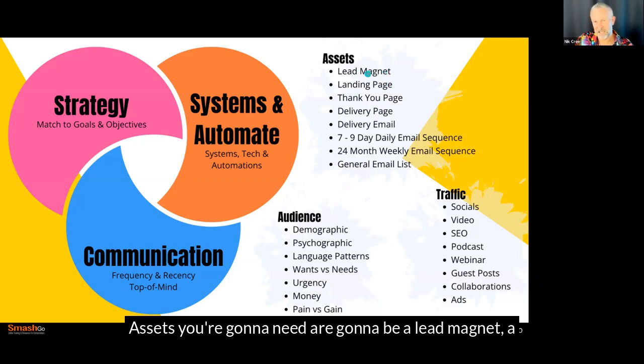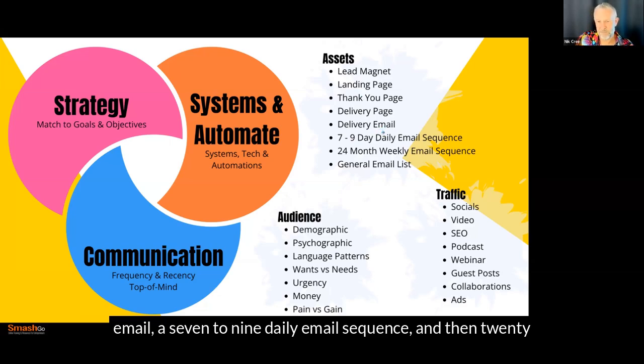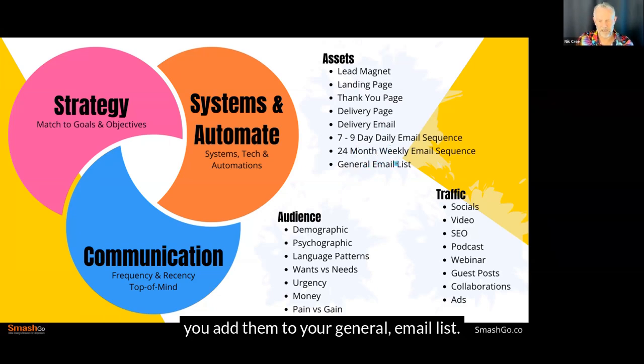Assets you're going to need are a lead magnet, a landing page, a thank you page, a delivery page, a delivery email, a 7 to 9 daily email sequence, and then 24 months' worth of emails in a sequence before you add them to your general email list.